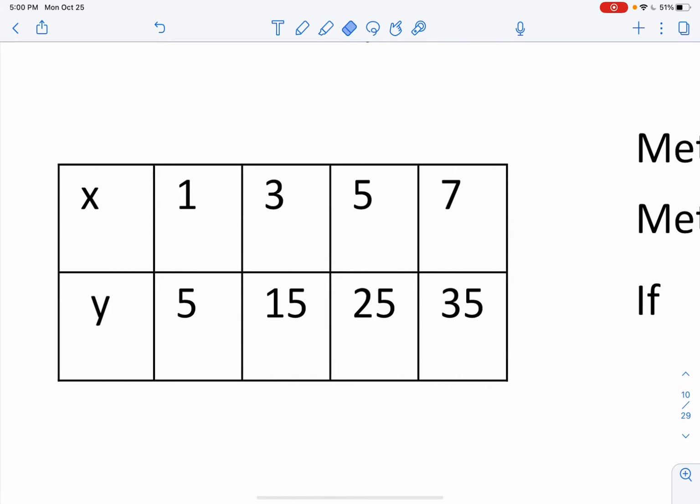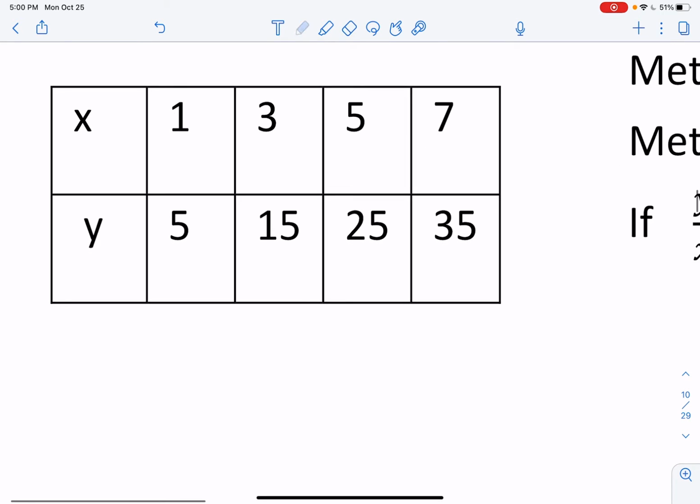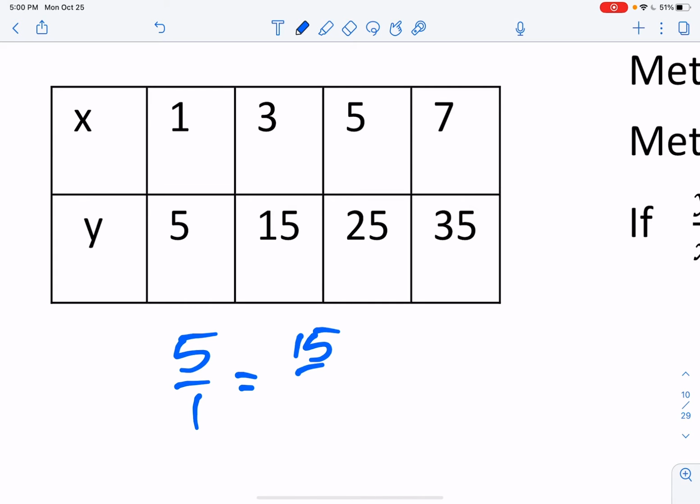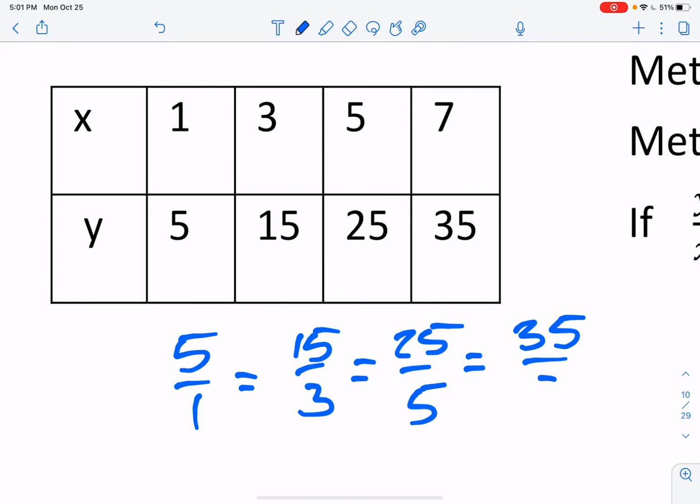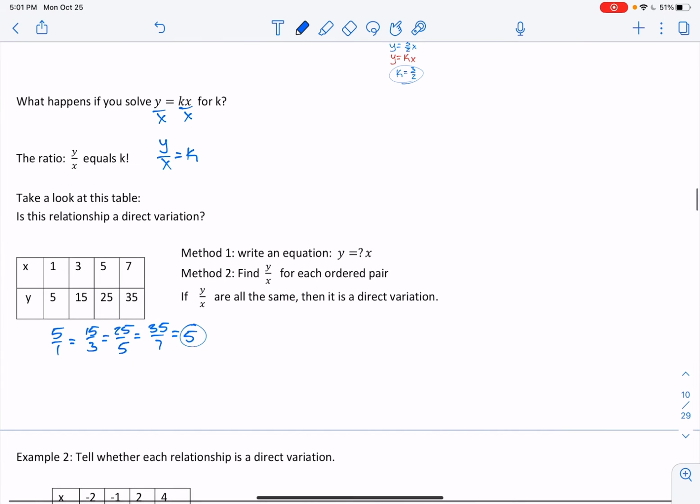Or we can use the ratio, as we just used here, y over x. So I can go 5 over 1. Is that the same thing as 15 over 3? Is that the same thing as 25 over 5? Is that the same thing as 35 over 7? We see yes, that does in fact all equal 5.